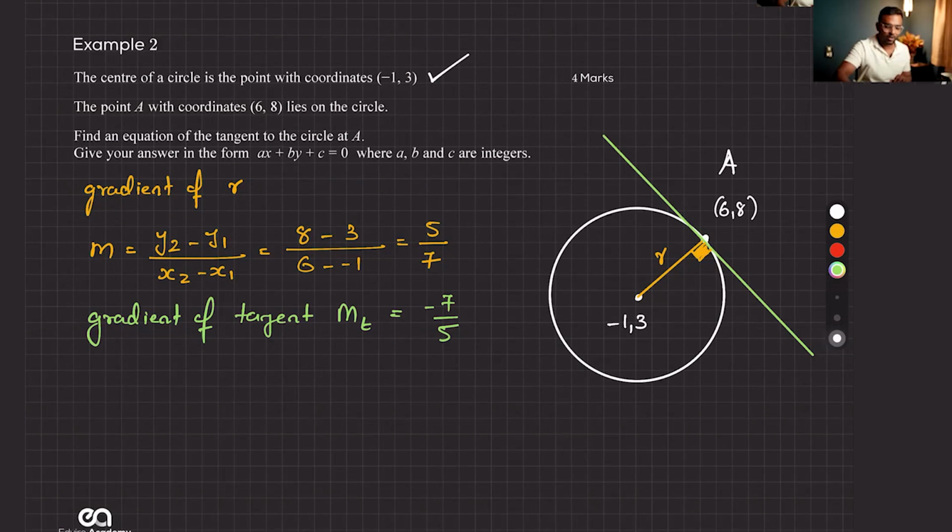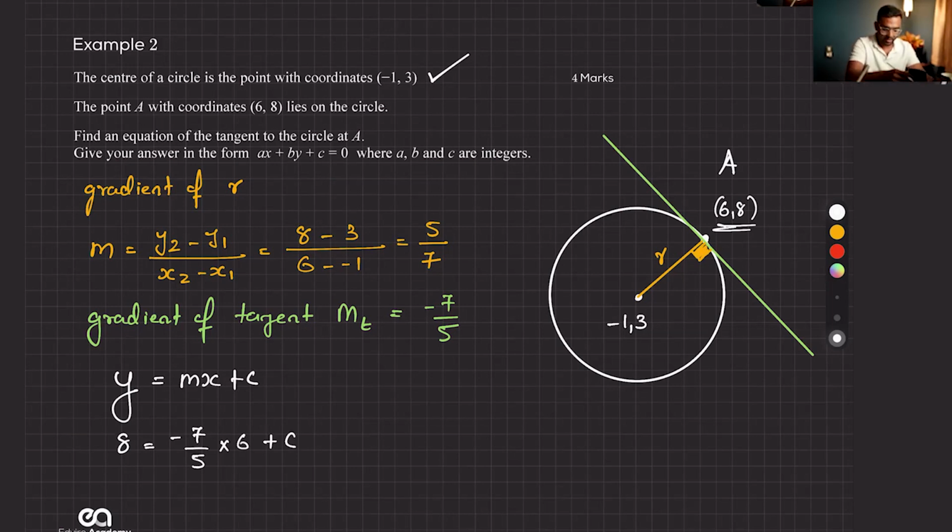We have to find the equation of a tangent, which is in the form y equals mx plus c. We know the gradient. What should we replace y and x with? There is one point passing through that tangent. Venujan, I will answer that. Yes, it is the 6 and 8, isn't it? We will replace 6 and 8. So y is 8, m is minus 7 over 5 times x is 6 plus c.